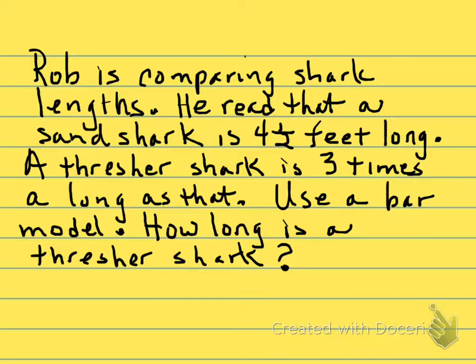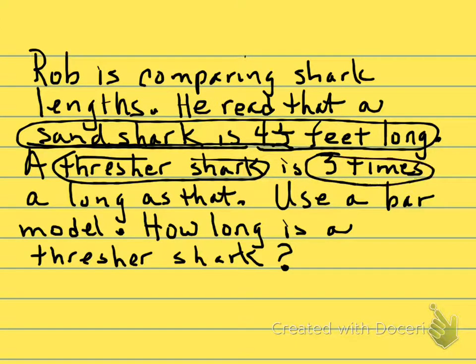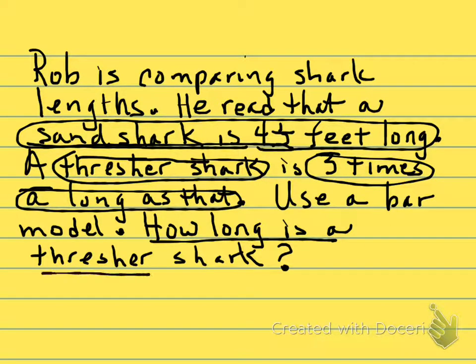Let's take a look. Well, the first thing we know is that a sand shark is 4 1/2 feet long, so I'm going to use that information right there. A thresher shark is 3 times as long as that. Wait a minute. As long as what? As that. Oh, that is the sand shark. So I need to make sure that I understand what the words are saying to me. Now, my question is, how long is a thresher shark? All right, let's take a look at our bar model.